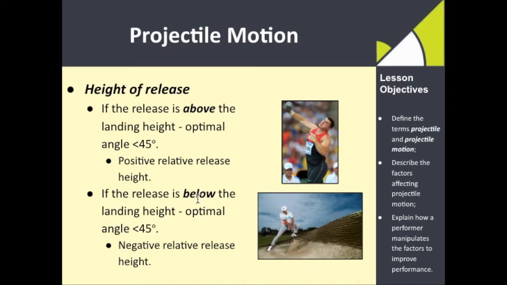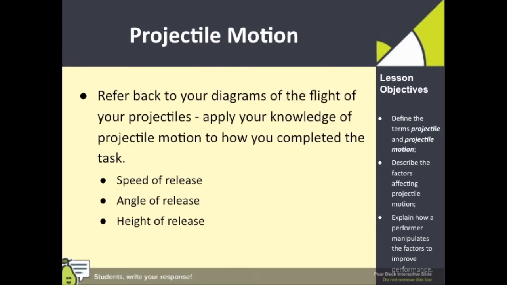However, if the release height is below the landing height, here we can see a golfer in a bunker with a raised bunker lip in front of them. Or think of a basketball player or netball player throwing a set shot or a free throw: they are beneath the height of where they're going to. So with a negative release height, we want an angle greater than 45 degrees to allow the object to travel up and over whatever barrier is in front of them.